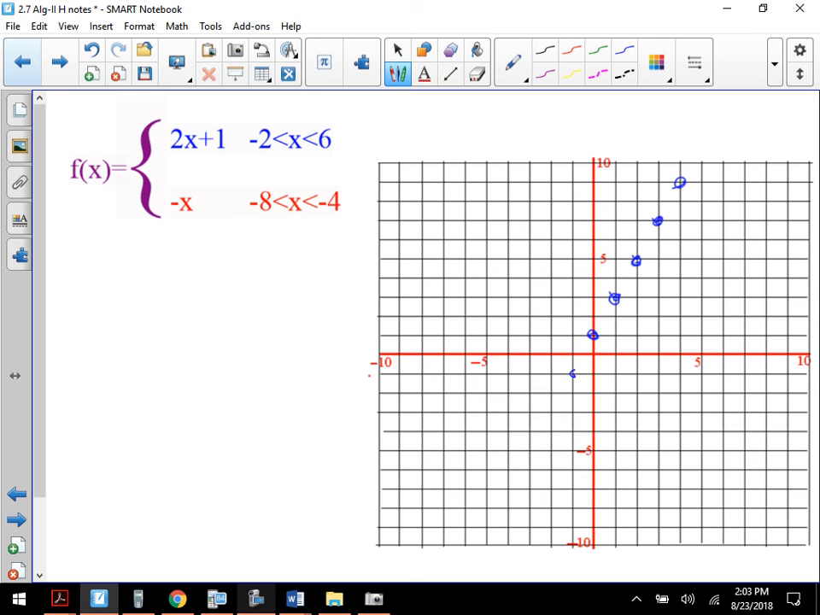I'm going to go back the other way. And now I'm going to look at my domain restriction. I only want this graph to be graphed between -2 and +6. You okay with that? I want only the domain values of -2 to +6. Do I include -2? Do I include +6?